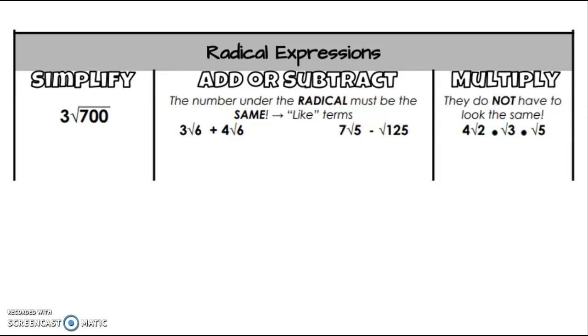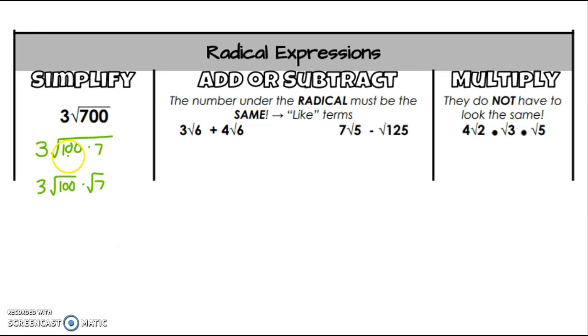Let's take a look at what we can do with some of the radical expressions. So these are expressions that have a square root symbol in them. If I want to simplify 3 times the square root of 700, I need to break down that radical first. So what you want to do is take your square root and you're going to see, hey, what can I use to multiply to make 700? So I know that 700 is the same thing as 100 times 7. And then I can split those two radicals apart.